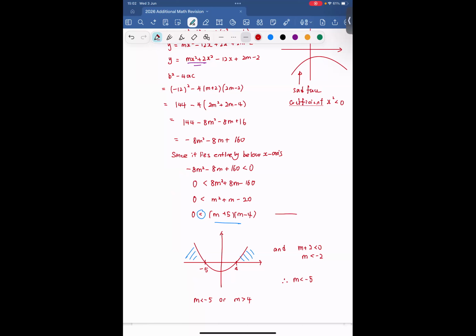If you don't know how to see it, you draw your number line. You have negative 5, negative 2, and 4. So you can see this moves this way, this moves this way, and then this moves like that. So where do they overlap each other? This is the part where they overlap each other. So that is why my final answer is m is less than negative 5.